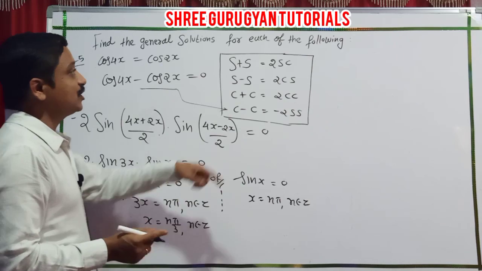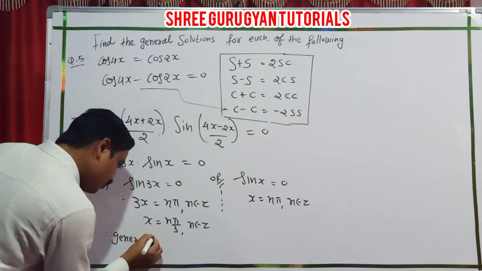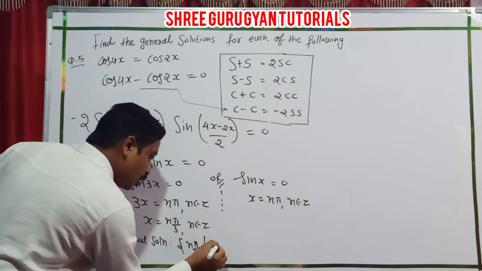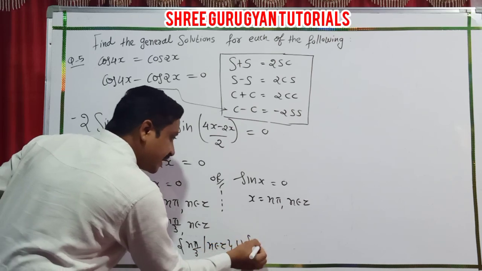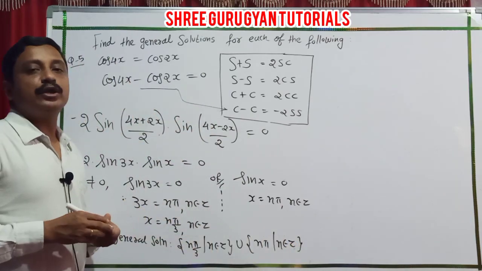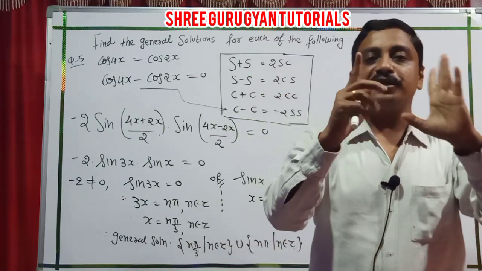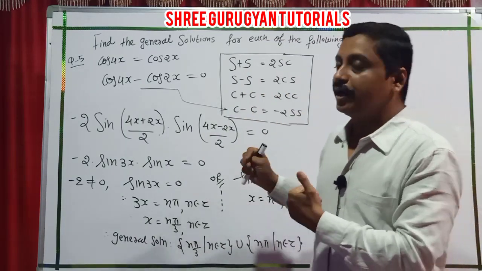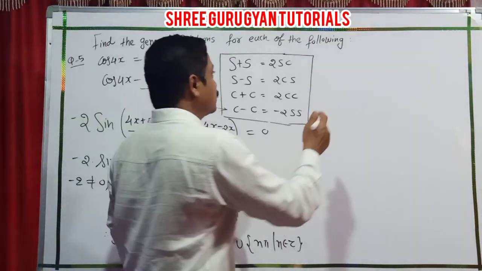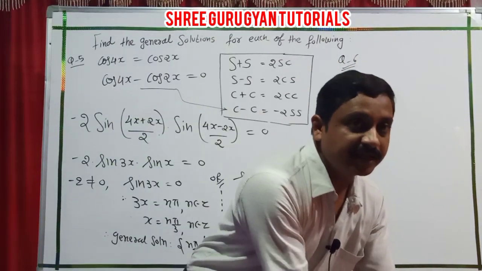So my final answer, our general solution, is n pi by 3, n belongs to z, union, secondly n pi, n belongs to z. These two answers in union form are our general solution. Students, here they are not asking for principal solutions, therefore I do not indicate the principal solution, only the general solutions. Now moving ahead, continuing to question number 6.